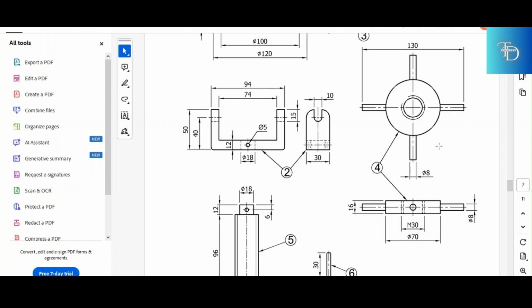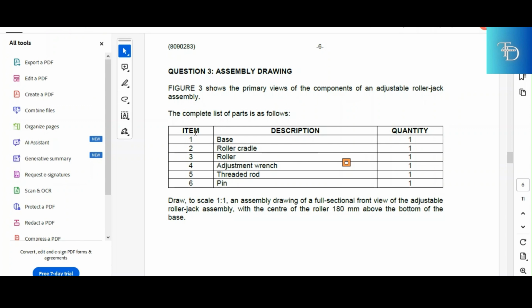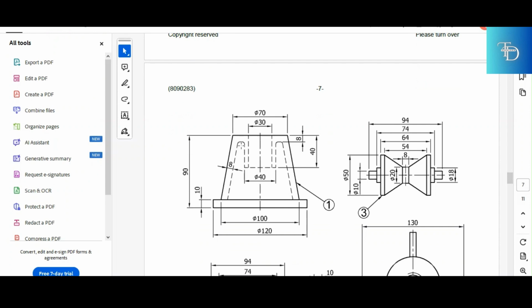How does it look when you are looking at it from the top view? So now let's identify our parts. We have part number 1 as the base, just like I said. Part number 1 is the base, right there. You have your base right there.